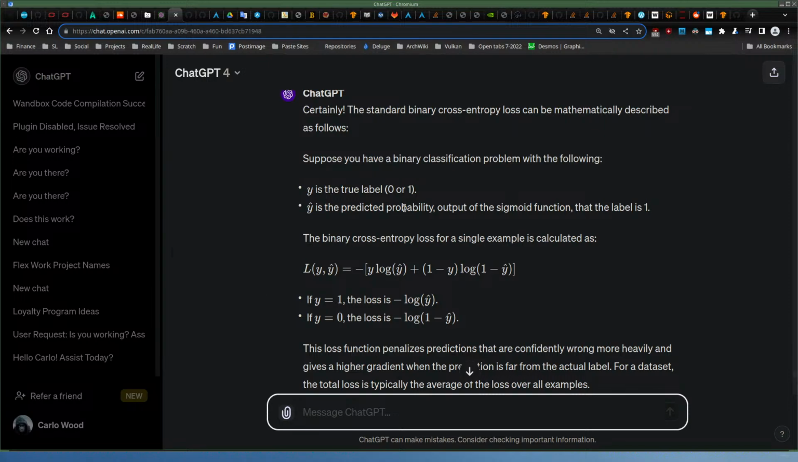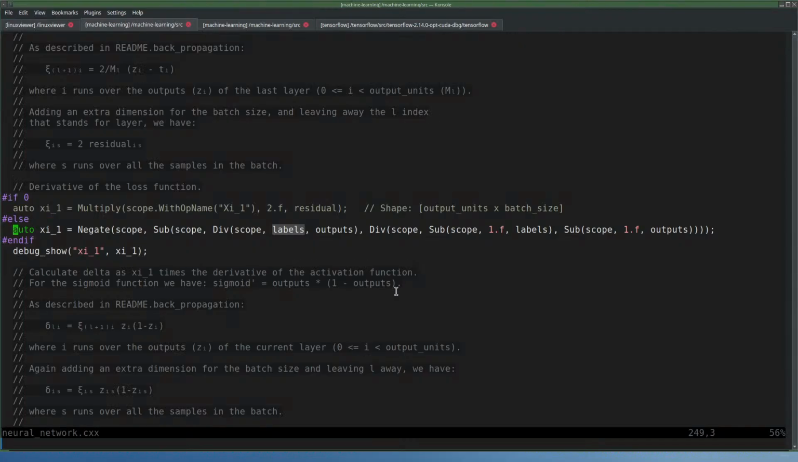Oh, it's a predicted probability. Wait a minute. I should be dividing through the output then. Oh, that's what I'm doing. Right.